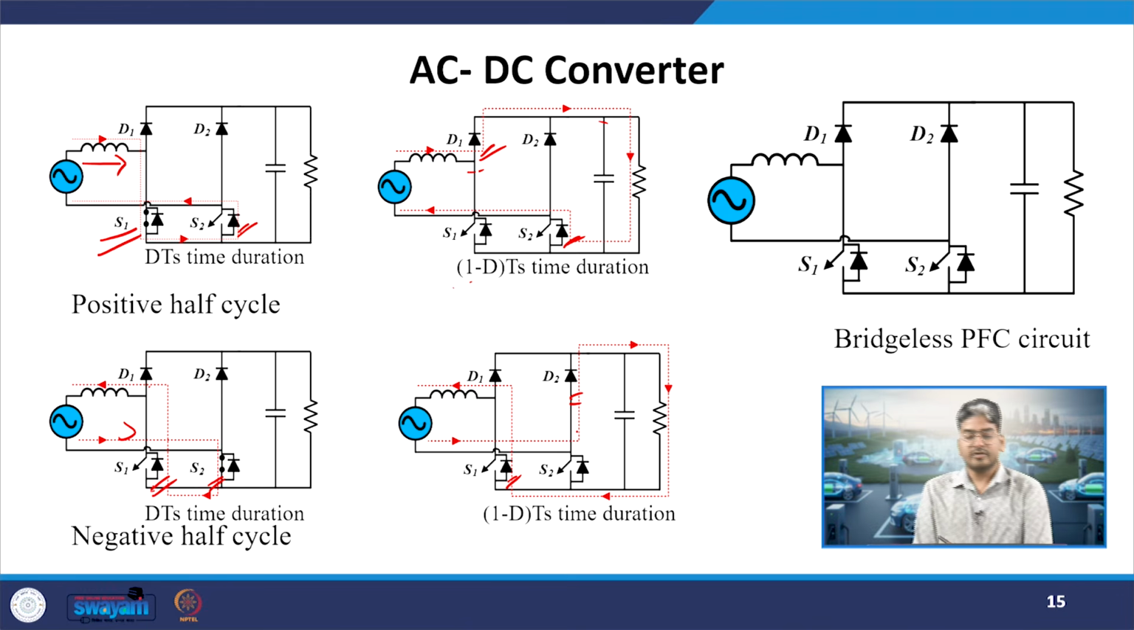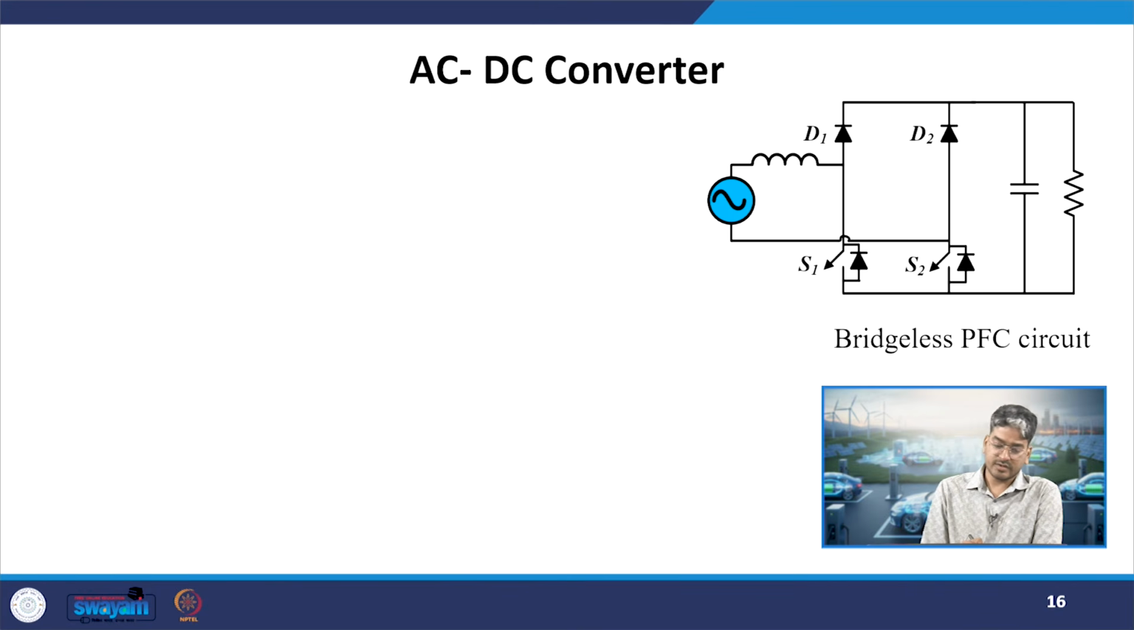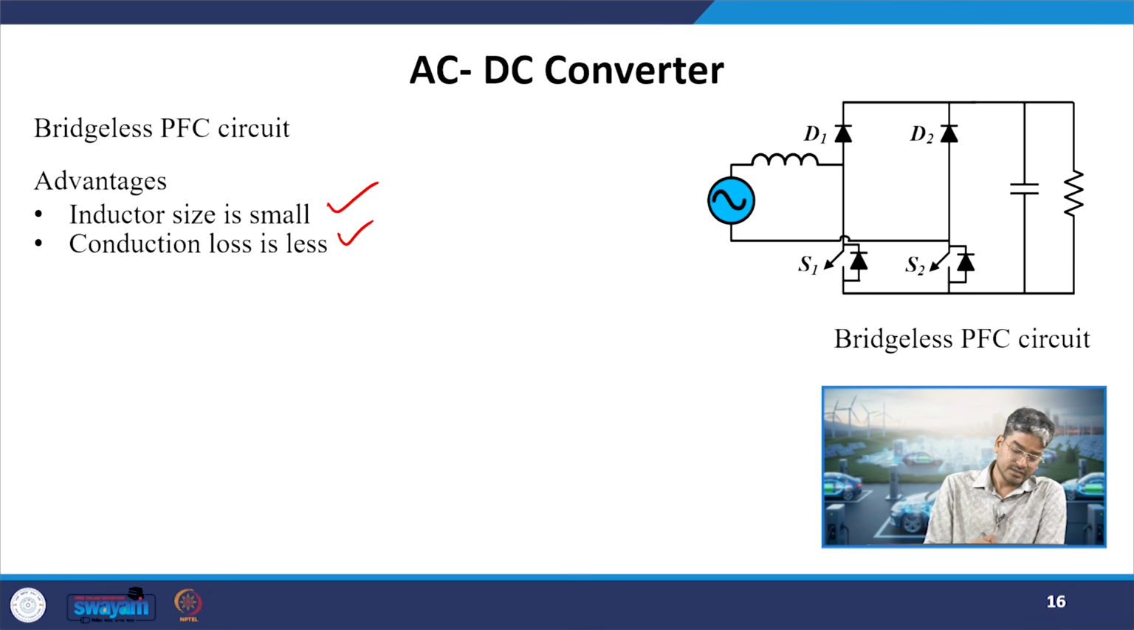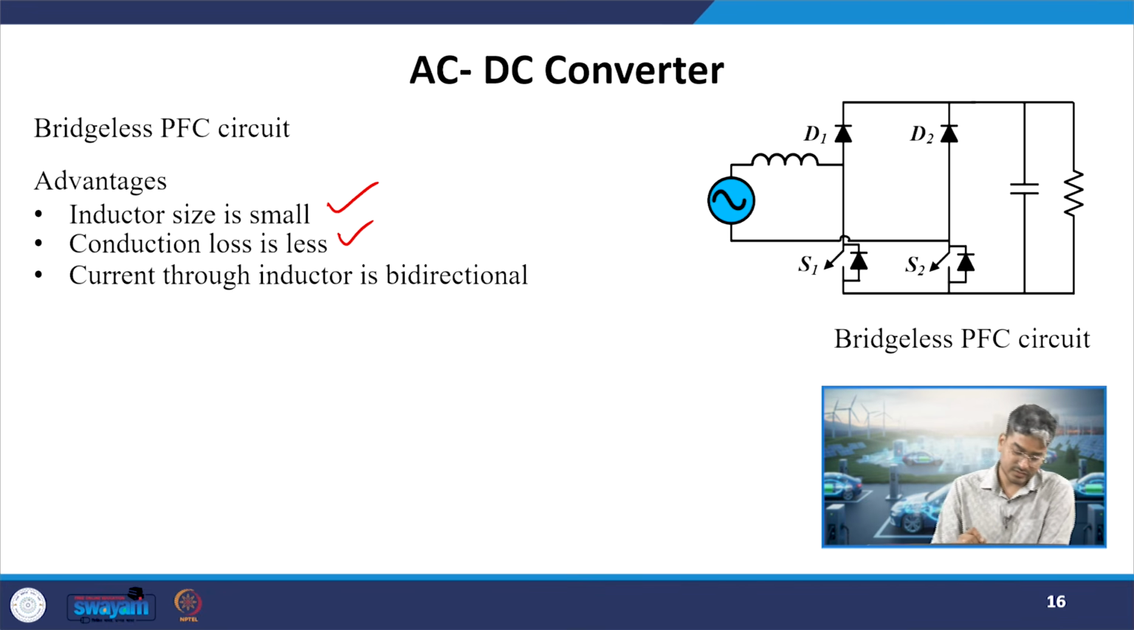Okay. So, everywhere, for all 4 switching states, I see that only 2 devices are coming in the path, whereas in the previous case 3 devices were in the path. So, I can say that the conduction loss over here will be less compared to the previous solution. The current through the inductor is bidirectional. Okay. So, this will give us better utilization of the inductor core. So, the size can be reduced.